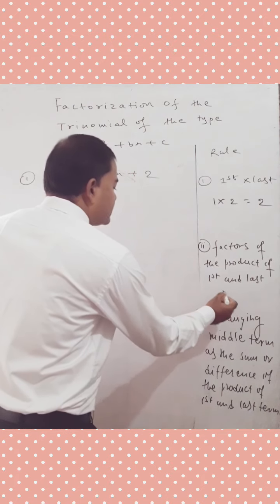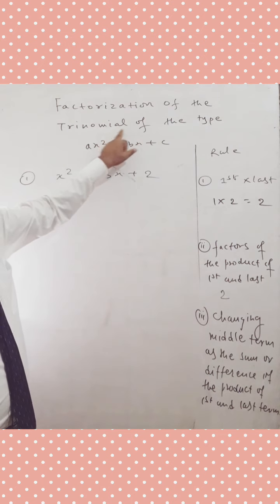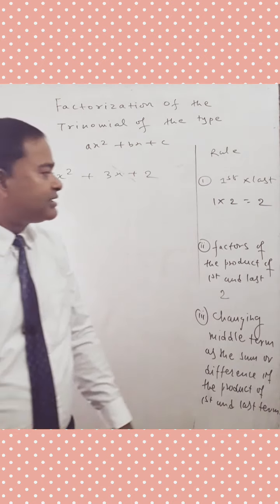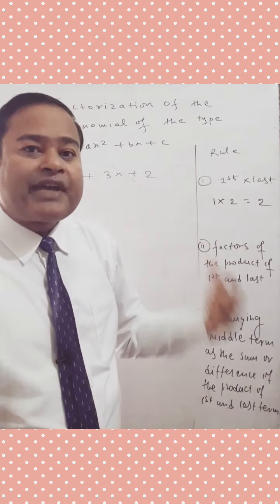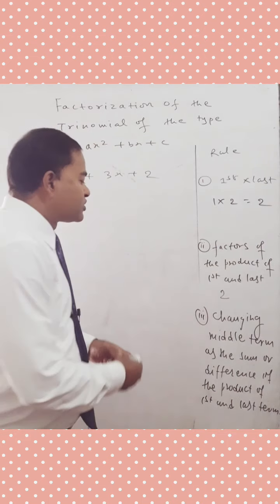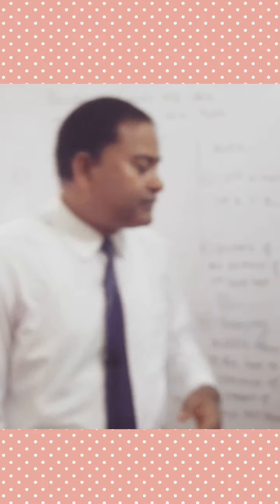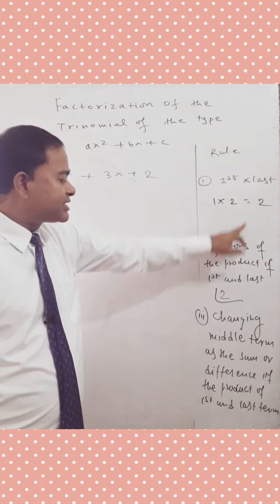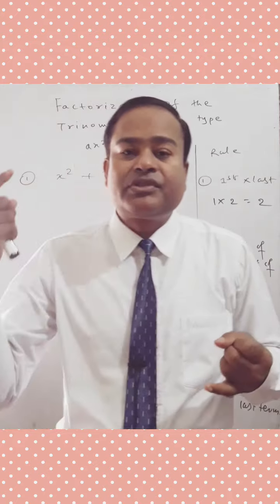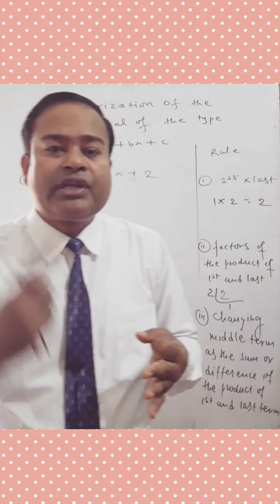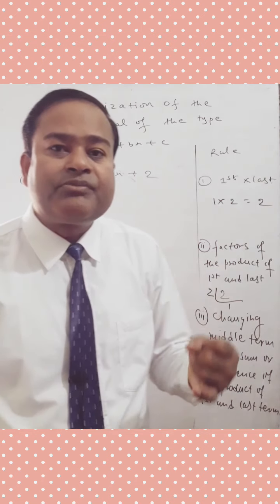According to the rule of factorization of the trinomial of the type ax² + bx + c, the second step is to find the factors of the product of first and last, which we have already got as 2. So now we have to find the possible two factors of the product of the first and last term. In order to find the factors of any number, we divide by 1, by 2, by 3. So if the number is 2, then we have to divide by 1 and 2.